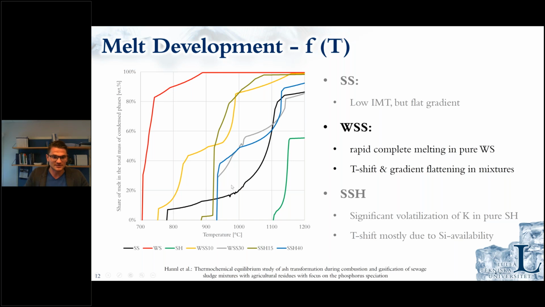And by addition of sewage sludge, it actually improves. It is the other way for sunflower husks, where we can see that we have very high melting temperatures, although we need to question those. But it gets lower because of the addition of sewage sludge, most probably because we have more silicon and phosphorus availability.